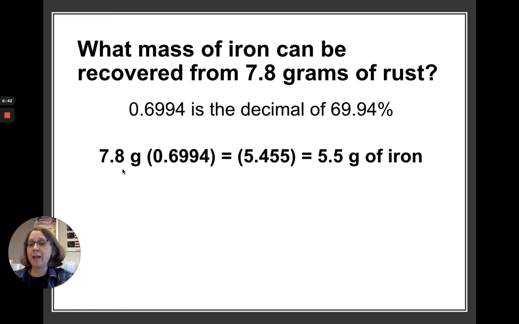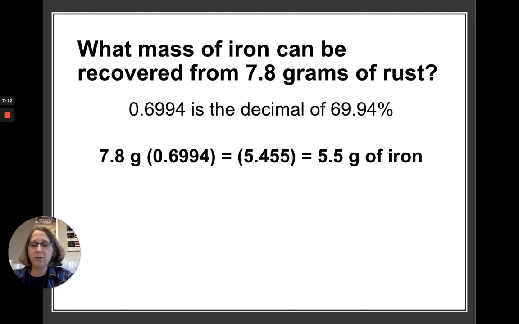Out of that 7.8 grams of rust, how much iron could I promise to somebody that I could recover? Well, I can recover 69.94% from the 7.8. So if you just do 7.8 times 0.6994, you'll get 5.455. If we round to two significant figures, since this has two significant figures, it's 5.5 grams of iron. So I could say, well, hey, I've got this much iron 3 oxide, I could recover, theoretically, 5.5 grams of iron.